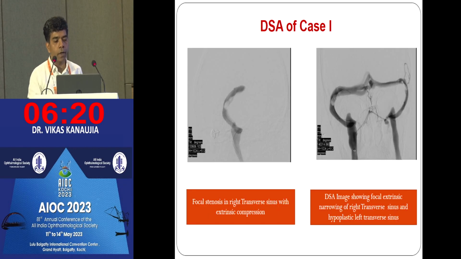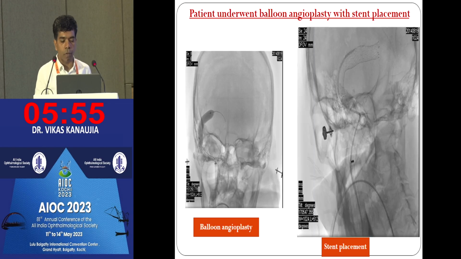So what was planned was a DSA, digital subtraction angiography. You can see over here, it is a catheter venogram: you just puncture the femoral vein, go to the brain, and inject the dye with digital subtraction angiography. This is the venogram. As you can see on the right side, both the transverse sinus and the IJV are seen. So there was a stenosis of the right transverse sinus, and the left transverse sinus was hypoplastic.